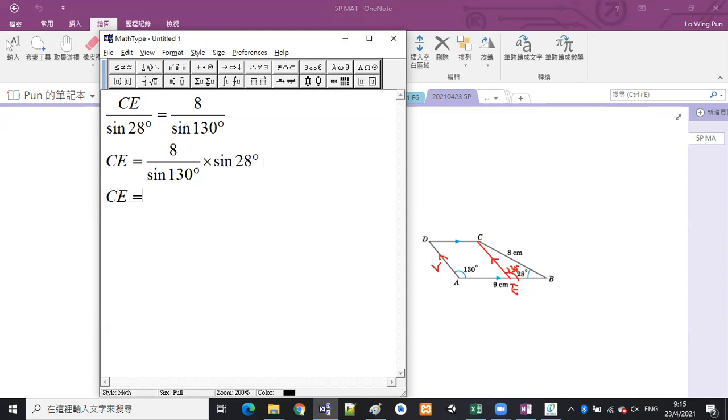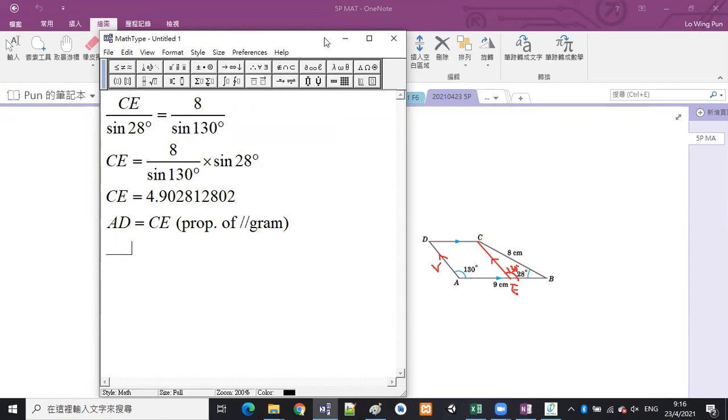Okay, and then CE can be found with a calculator. That should be 4.9 something. Okay, and the required length, that should be AD. Therefore, AD should be equal to CE. Okay, this is a property of parallelogram.